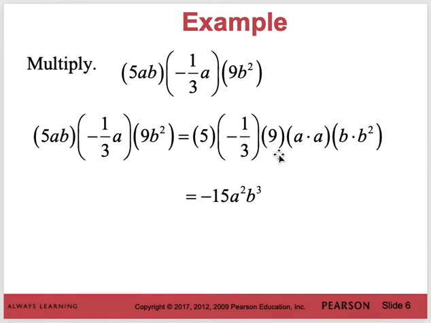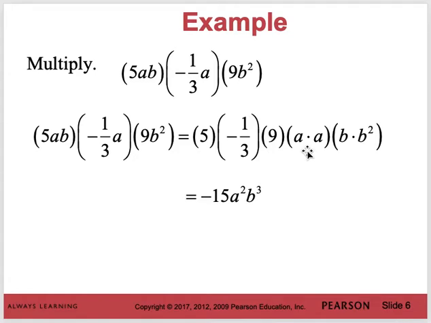So what we've done is we've taken all of the numbers in front of our variables, the coefficients, and we are able to multiply these three because they are just numbers. We would say 5 times negative 1/3 times 9. Well, if I can break that down, I know 9 times 1/3, or 9 divided by 3, would be negative 3, because it's a negative. Negative 3 times 5 would give me negative 15. So that's where my whole number negative 15 comes from.